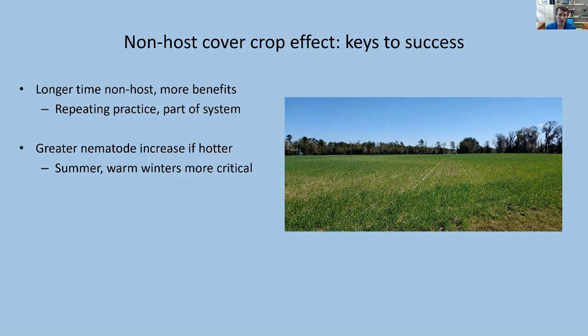Another thing to keep in mind is that nematodes tend to reproduce most when it's hotter. So the practical point is that in the summer, and if there's a warm winter as well, it's going to be more critical for your nematode management to have a non-host out there. If you have a cold winter, it may be slightly less critical what cover crop you have out there, because there's just not going to be as much nematode reproduction. Of course, it's difficult to predict whether you're going to have a warm winter or a cold one.